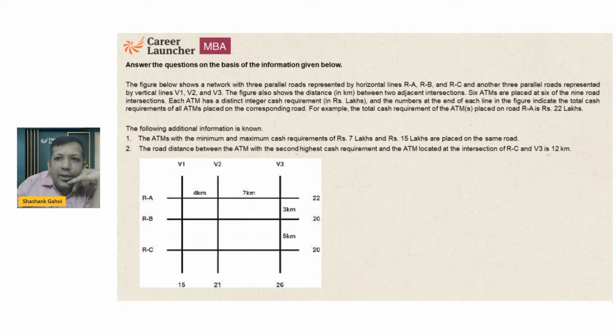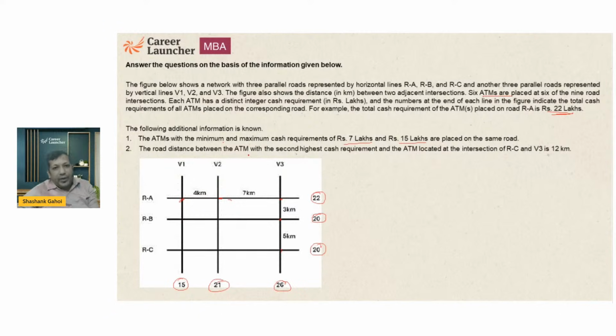टोटल कितने हैं अपने पास 6 एटीएम है. देयर आर 9 इंटरसेक्शन पॉइंट्स. आउट ऑफ 9 इट मींस 3 खाली होंगे, 3 में एटीएम लगे होंगे. नाउ ऑन दिस रो द टोटल कैश रिक्वायरमेंट इज 22, दैट इज गिवन हियर. ठीक है. सो इन आरबी टोटल कैश रिक्वायरमेंट इज 20. हियर टोटल कैश रिक्वायरमेंट इज 20. इट इज 26, इट इज 21, इट इज 15. ठीक है. The ATMs with minimum and maximum cash requirement is 7 lakhs and 15 lakhs. मिनिमम और मैक्सिमम जो है वो 7 और 15 है.